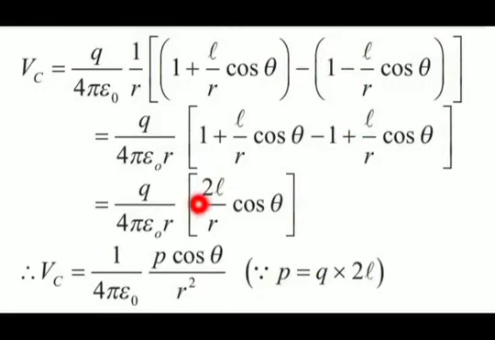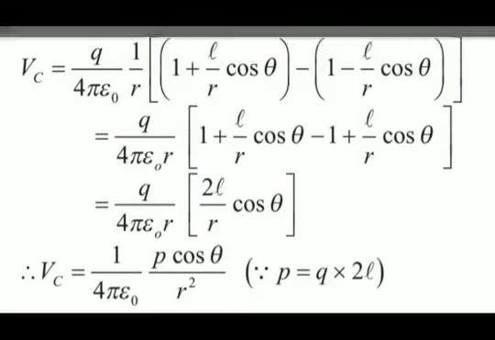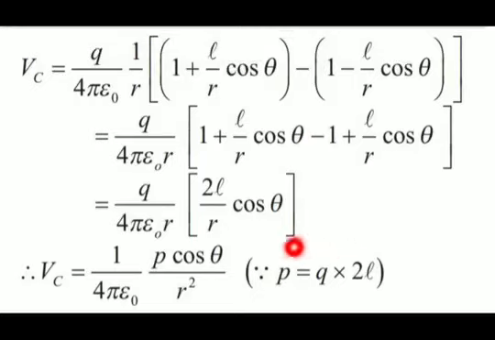Now minus 1 and plus 1 will cancel each other. What we will have is L upon r cos theta plus L upon r cos theta, so it will be twice L upon r cos theta. Now, as we know, this is the electric potential due to an electric dipole. What is the electric dipole moment? P itself is q times 2L. So instead of writing this qL, we can write only P. So finally we will have 1 upon 4 pi epsilon naught, P cos theta upon r square. So this is one of the formulas.